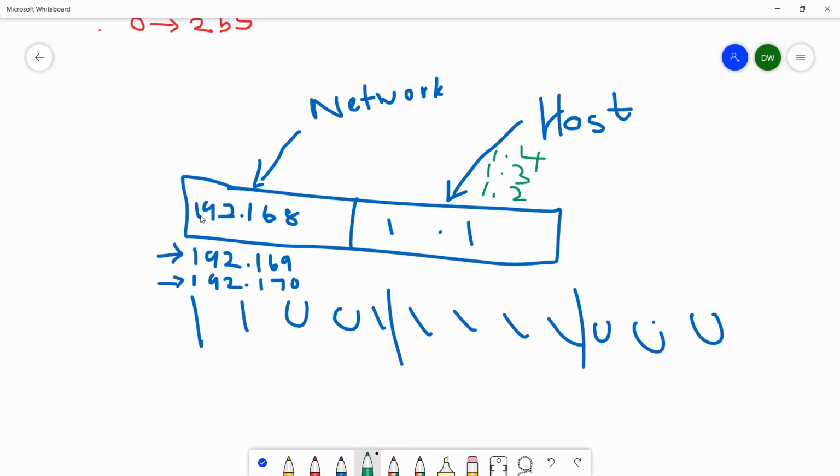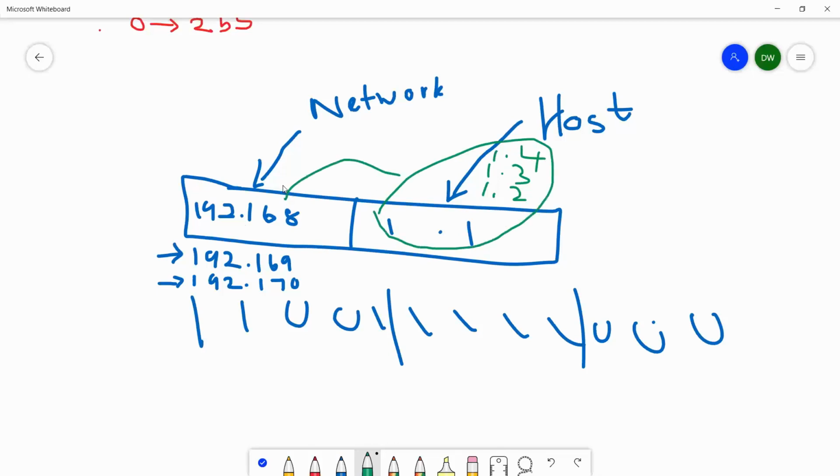So this means 192.168 network. This first machine address is 1.1. Second machine address is 1.2. Third machine address is 1.3. Fourth one 1.4, like that. So all these belong to this network.